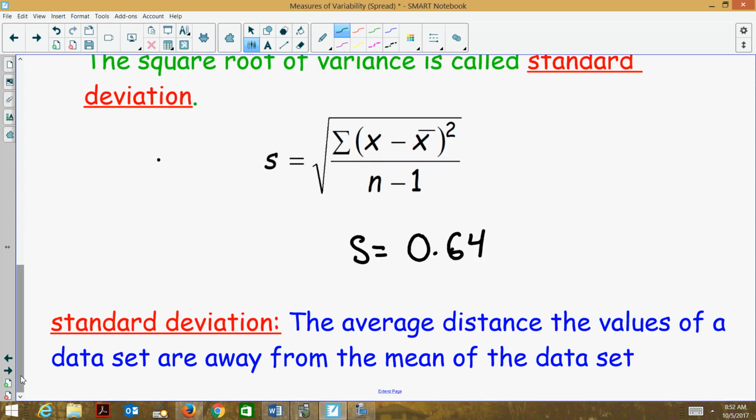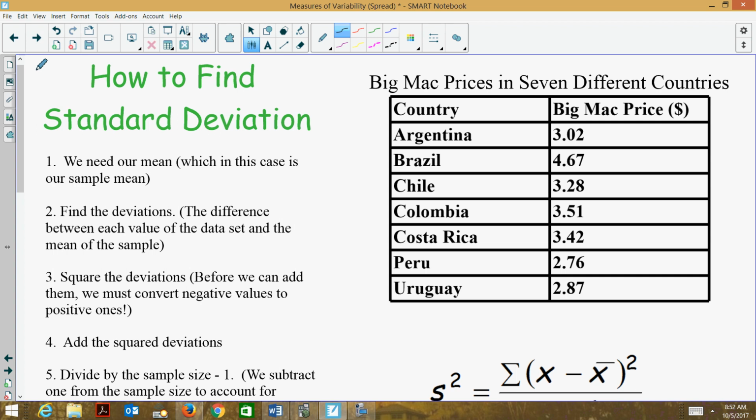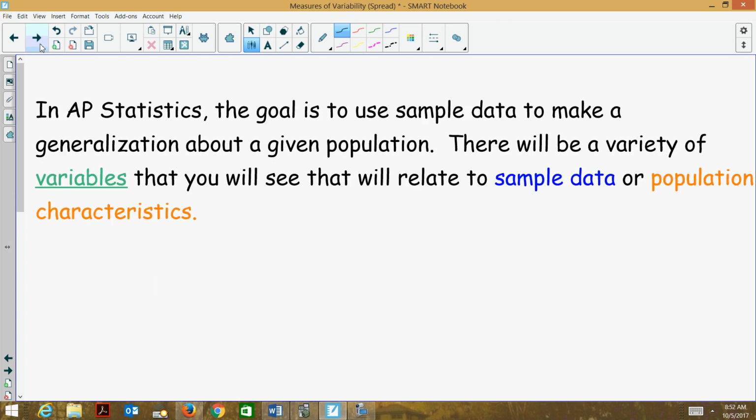So, what is standard deviation? The standard deviation is the average distance the values of a data set are away from the mean of the data set. So it's the average distance away from the mean. Essentially, what this standard deviation is saying for this data set is that the average distance that each of these values is from 3.36 is going to be 0.64. I will go into more details in class as to how better to interpret the standard deviation, but I just want to show you how to find it here.